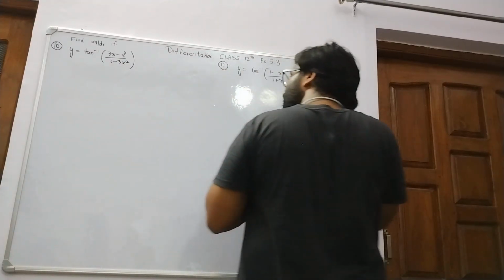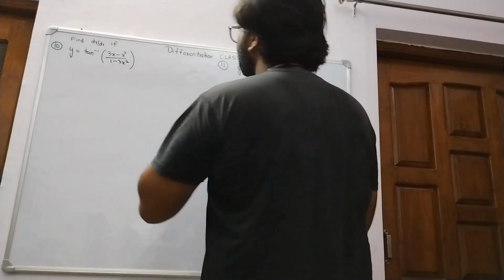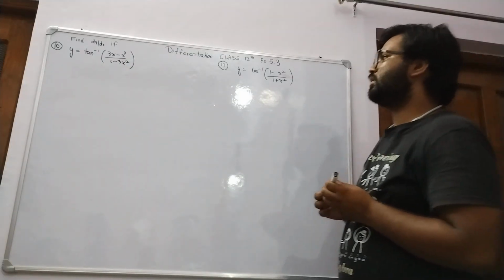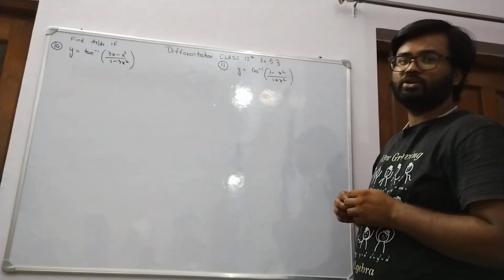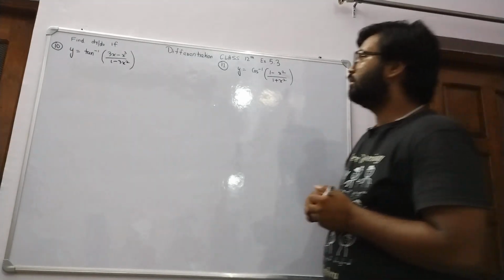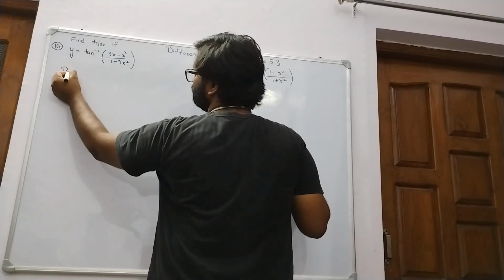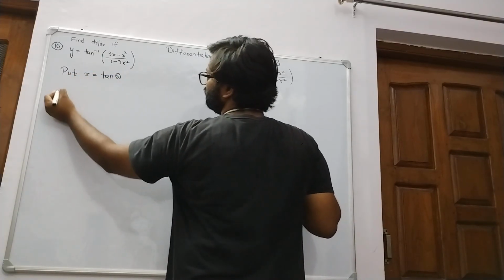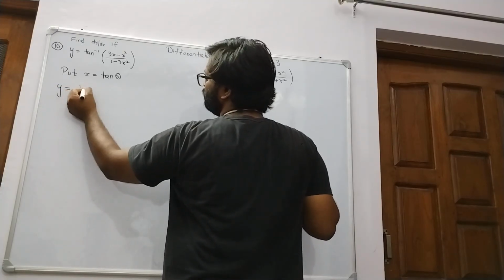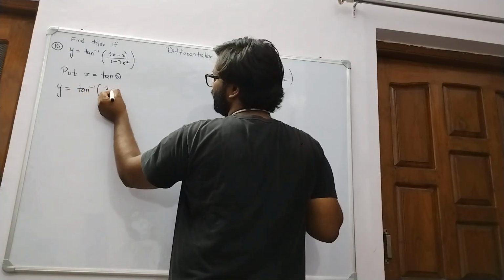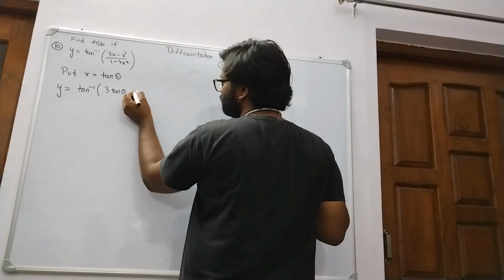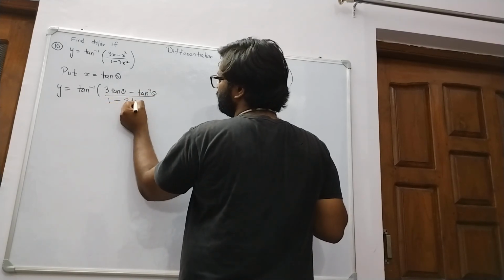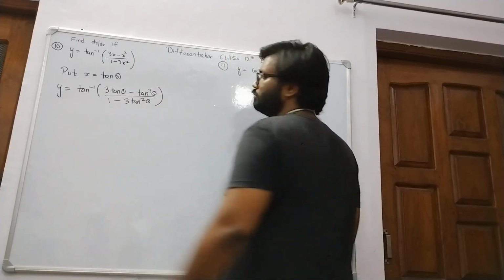Okay, now let's continue with question number 10 and question number 11. So, as you can see, question number 10 says y is equal to tan inverse 3x minus x cube upon 1 minus 3x square. And so here, in place of x, again we will put x is equal to tan theta. So what we are going to get is y is equal to tan inverse 3 tan theta minus tan cube theta upon 1 minus 3 tan square theta.